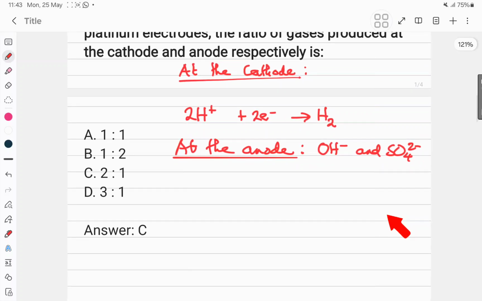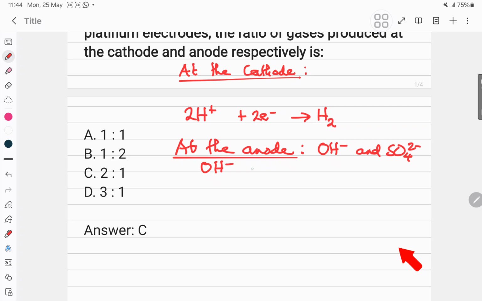But according to the relative positions of these ions in the electrochemical series, you have to be familiar with the factors that determine the preferential discharge of ions during electrolysis. Now, these 2 ions will migrate, but according to their relative positions, OH minus is less electronegative, so it has a higher tendency to lose electrons faster than the SO4 2 minus. That means OH minus will be preferentially discharged.